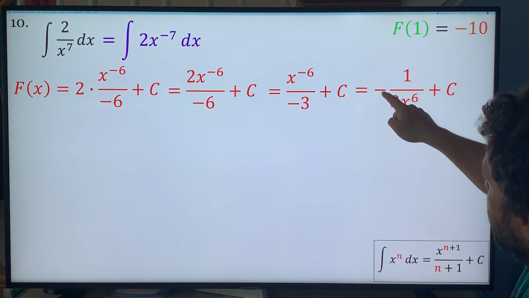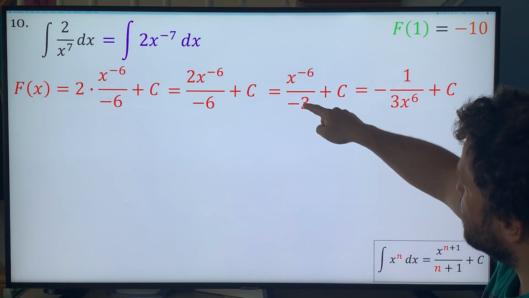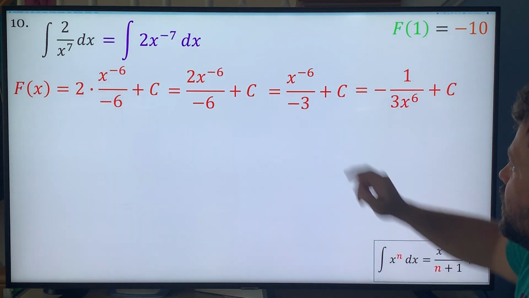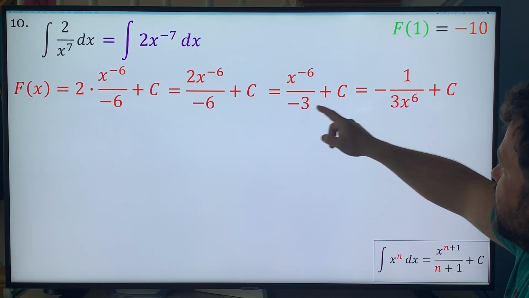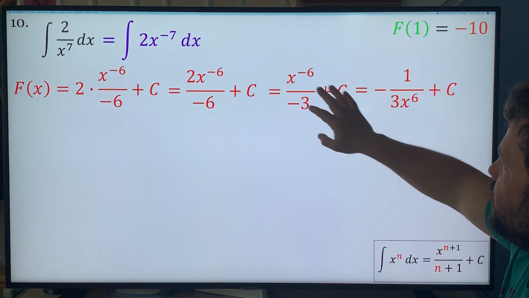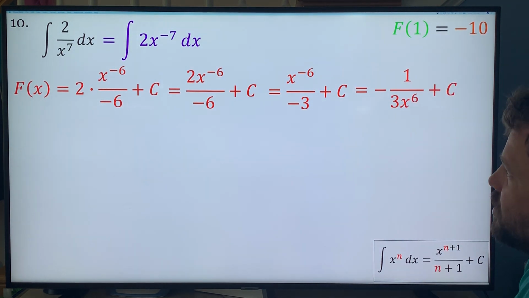Now, I like to pull the negative out, and I'm going to put this x to the 6th on the bottom. All right? Since this is negative, if I move it to the bottom, it becomes positive. Took this negative, just drag it forward. If you want to leave it like this, there's no harm in it. This looks a lot nicer. It'll be easier when we do our problem.